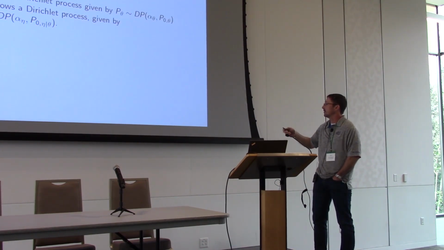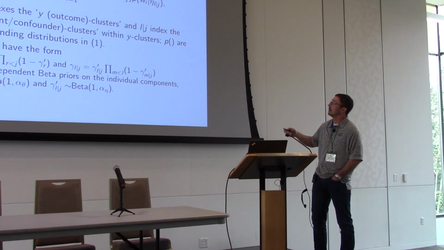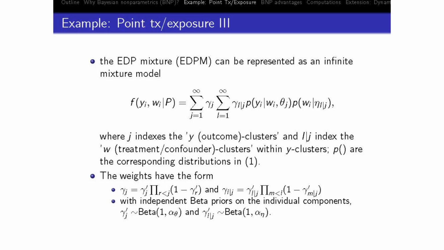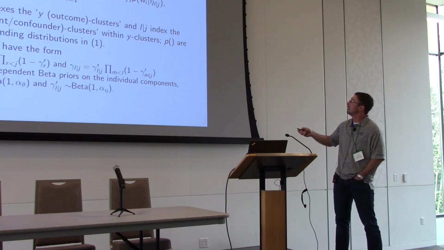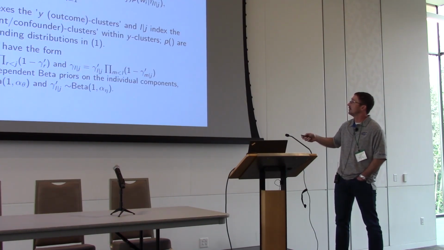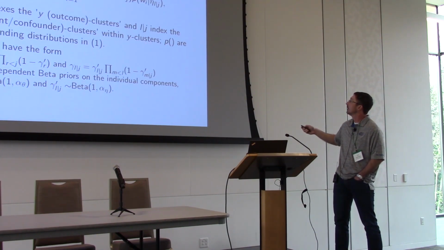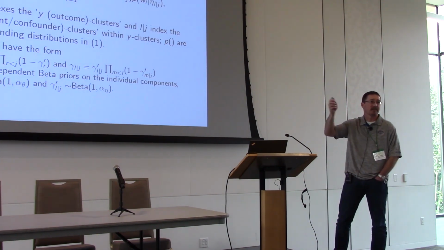Yeah, so it implies this, don't worry about that. So this enriched Dirichlet process mixture gives you this for the joint distribution. This just looks like a relatively complicated infinite mixture model, right, with weights associated with the outcome regression, and then weights associated with the confounders conditional on the clusters from the outcome. So again, J indexes the Y outcome clusters, L given J indexes the treatment and confounder clusters within the Y clusters. These P's are just the distributions we specified earlier.